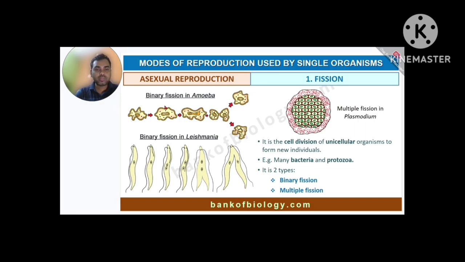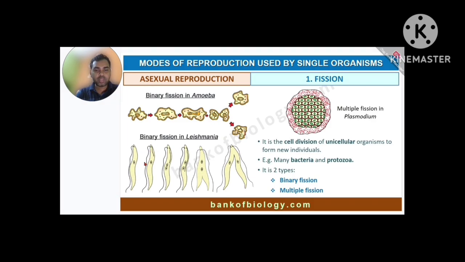Binary fission: you can see here the mother cell or single cell. By extending their cytoplasm and extending their nucleus, a cleavage or furrow is formed. After that, the single cell becomes two offspring which are almost similar to their mother cell. The first example is amoeba, which by asexual reproduction produces two cells.